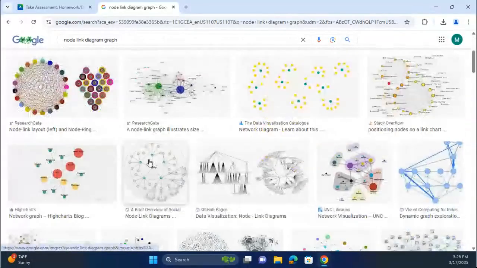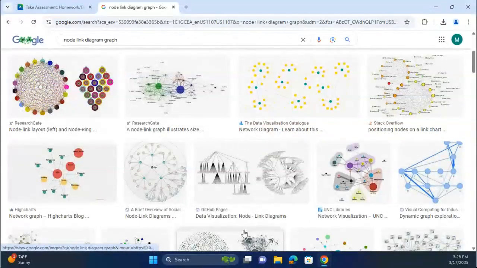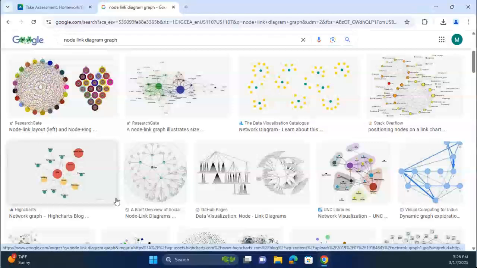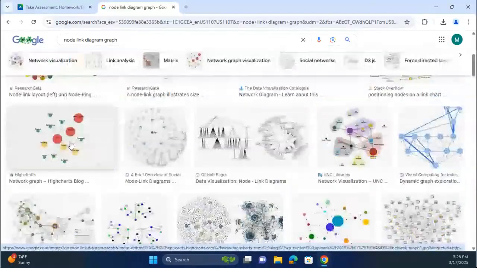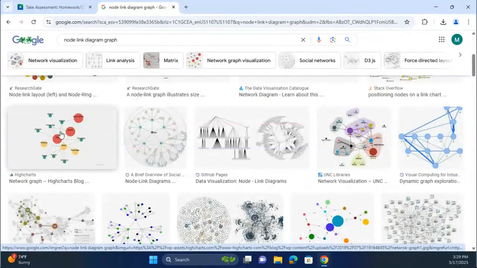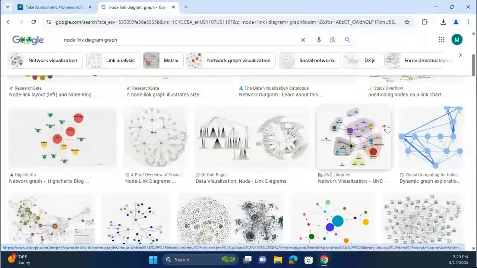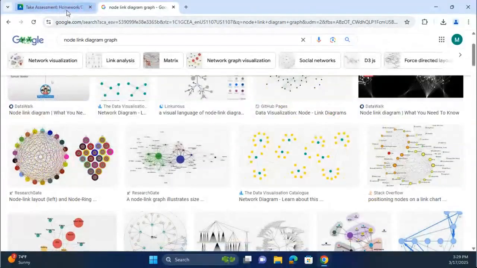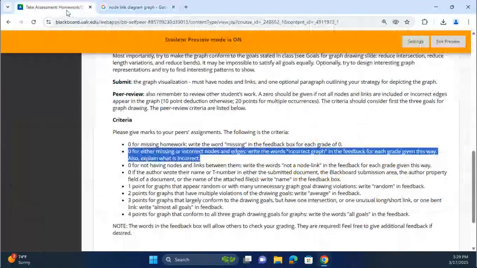You can see various things for these nodes. Actually, some of it I have in the lecture slide. So all of these are node link diagrams. We have a node and we have a link that kind of shows that. Now, obviously, there are 2 intersections right here between these. So try and satisfy those goals as much as you can.